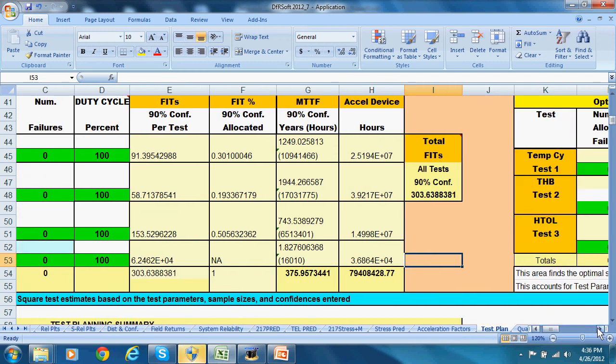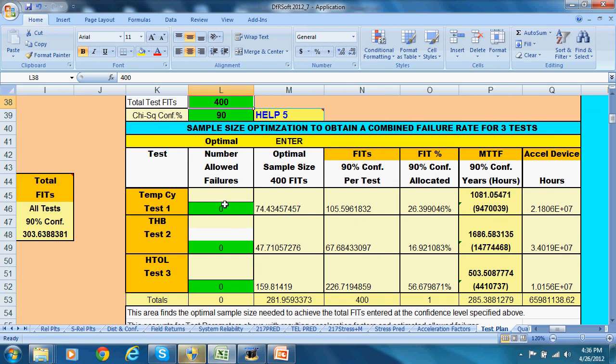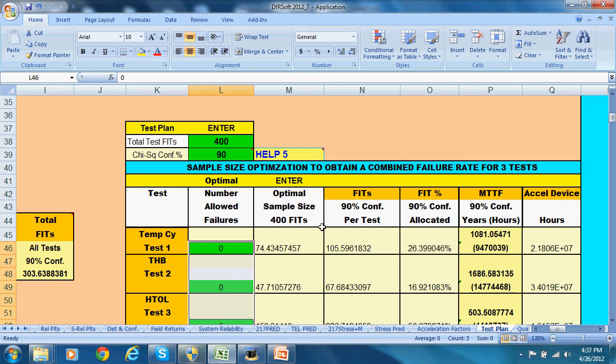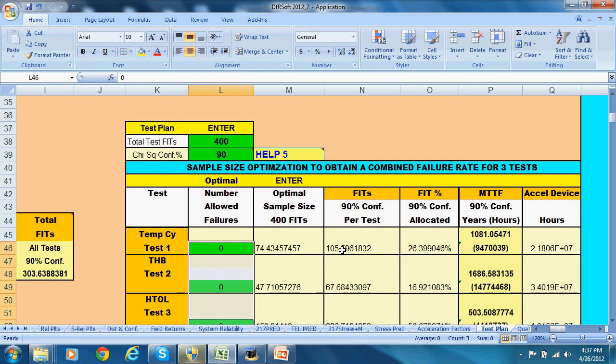So the other calculator that's very important is over here for that same test. You may say, well, I don't want to figure out my sample sizes. I want the calculator to do it for me. I have an objective, and my objective is, say, 400 fits for all three tests of temperature cycle, temperature humidity bias, and H2O. And this is the number of failures. I'm going to do zero failure testing. So this gives you an optimization routine. It says for the test times I'm going to test, and for the failures I'm expecting, it gives me my optimum number of units that I have to test in this column right here.